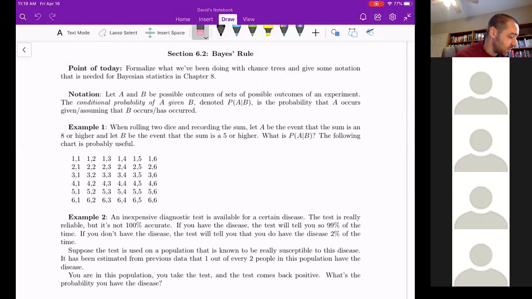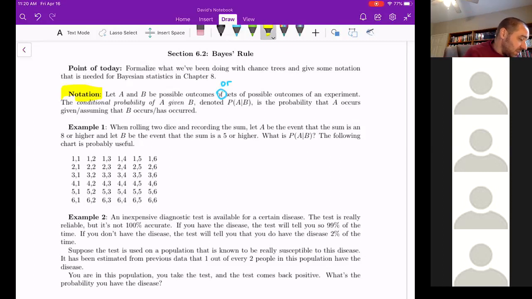But anyway, okay, so here's some notation. And this notation, again, is fundamental to chapter 8. And this is really the only notation we need for today. So let's let A and B be possible outcomes or sets of possible outcomes of an experiment. So, you know, if you're going to roll a die, A could represent rolling an even number and B could represent rolling a 5, just whatever. If you flip a coin 10 times, A could represent the event that you flip 2 heads, and B could represent the event that you flip 8 or more heads. Anything like that. That's what A and B can be.